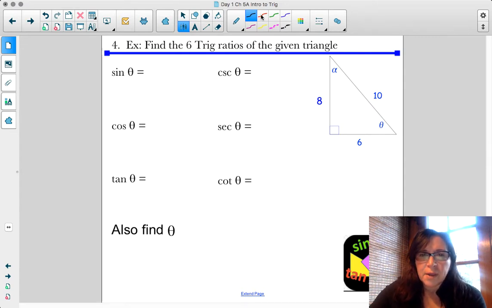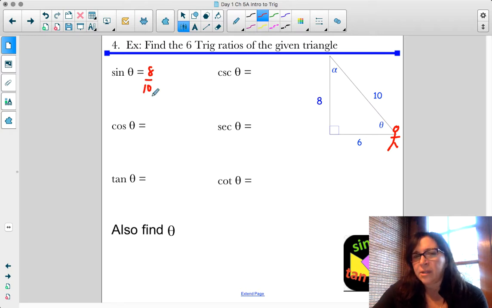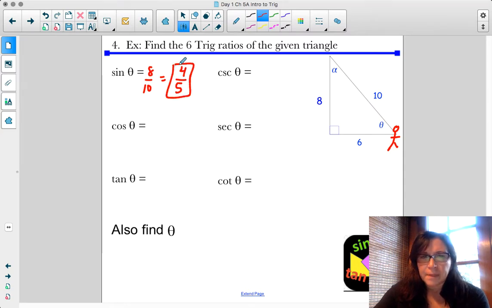Okay, so hopefully you did these on your own. And again, when you're finding sine of theta or anything of theta, you always put yourself at that angle, okay? So sine would be opposite over hypotenuse. So that's going to be 8 over 10. And I wouldn't leave that like that because you're always going to reduce. So let's reduce by 2. And so reducing by 2 is going to be 4 over 5, okay?